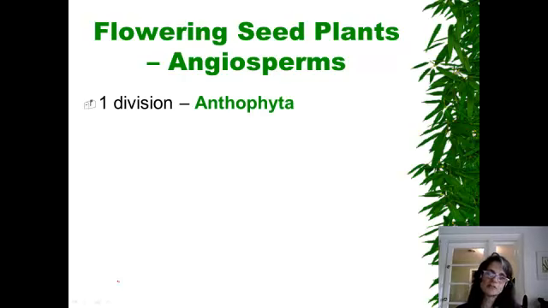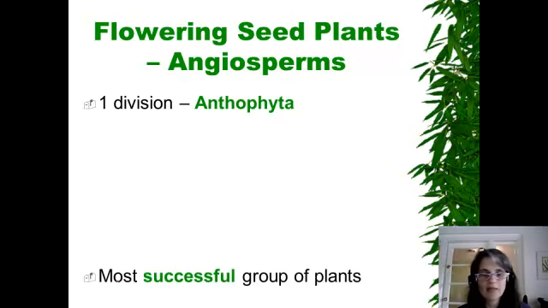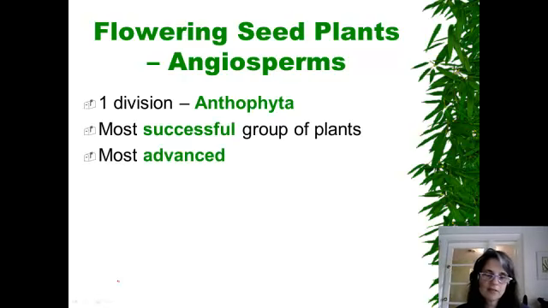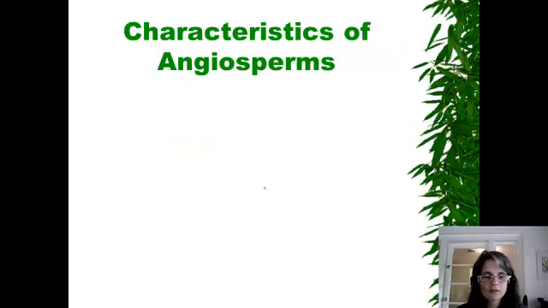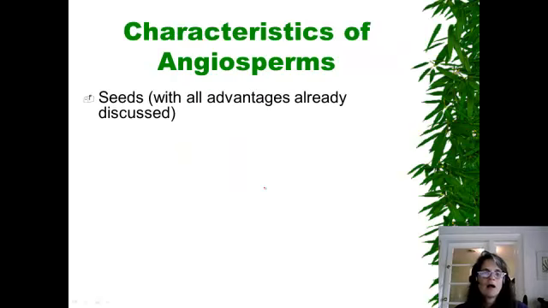All right, there is one major division. All flowering plants on Earth belong to the division Anthophyta. They are extremely successful, and they are the most advanced group we have on Earth today, meaning they have the greatest number of adaptations to land. They have all the same adaptations that mosses had, ferns had, that the pines have, and then they add to those. What are they going to add to them? Fruits and flowers.